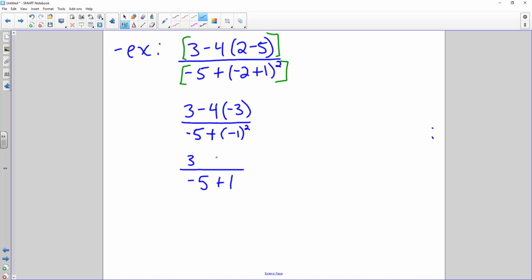Minus 4 times a negative 3. That's going to turn into a plus 12. Okay, or it would have been minus a negative 12. Minus a negative 12 turns into positive 12. Okay, now I'm going to do my adding, subtracting on top and bottom. So I've got 15 over negative 4. So 15 over negative 4. This is the same as just saying negative 15/4.